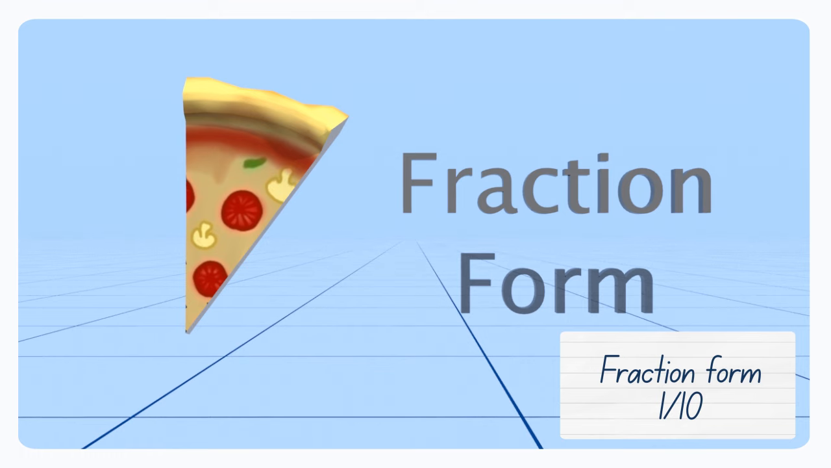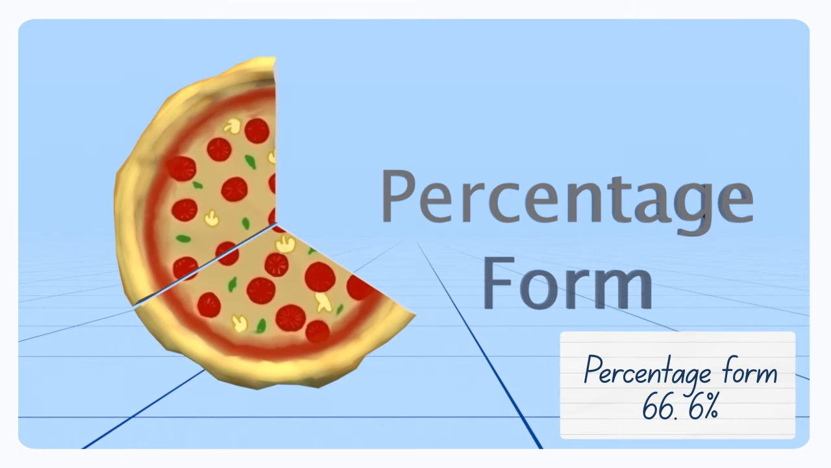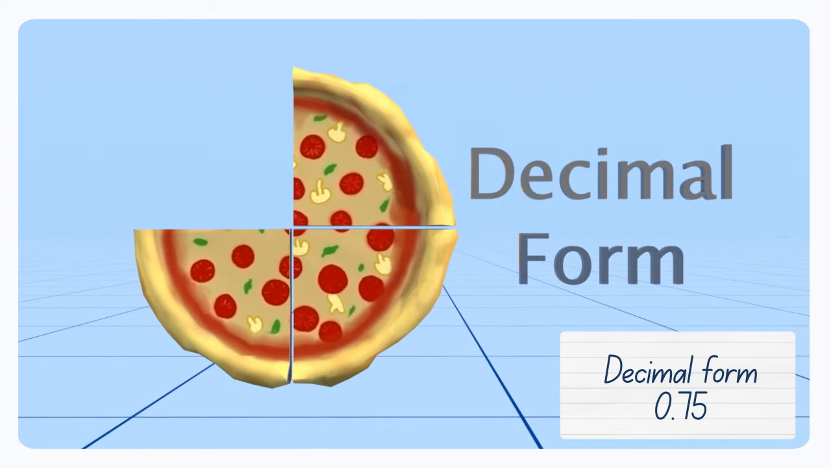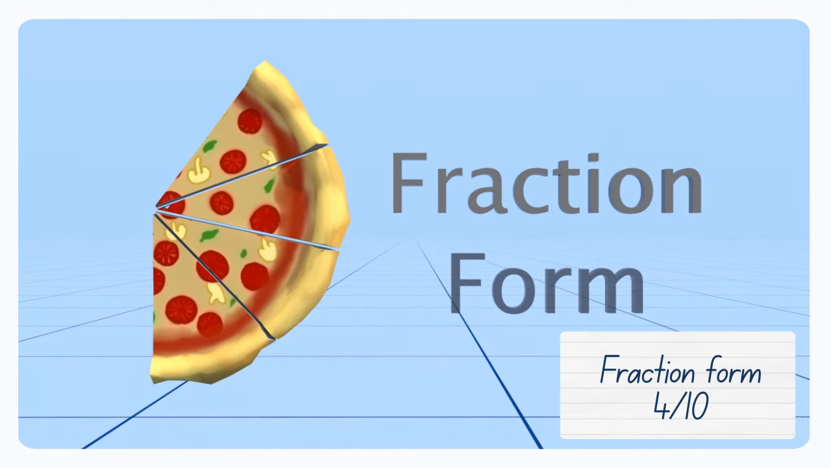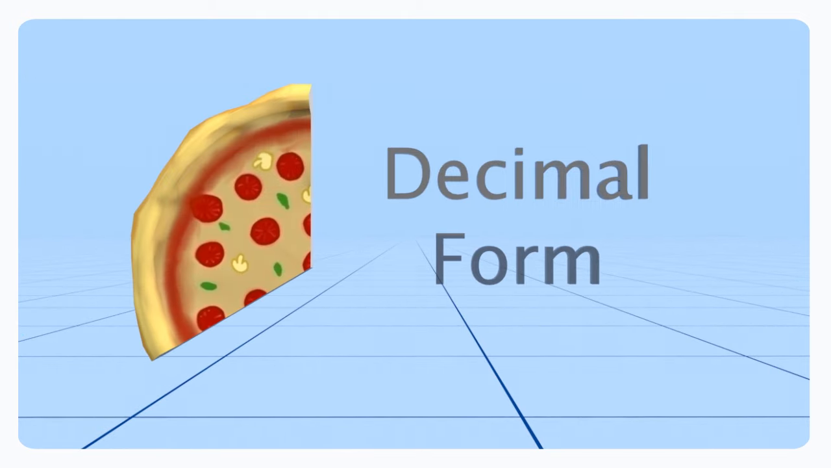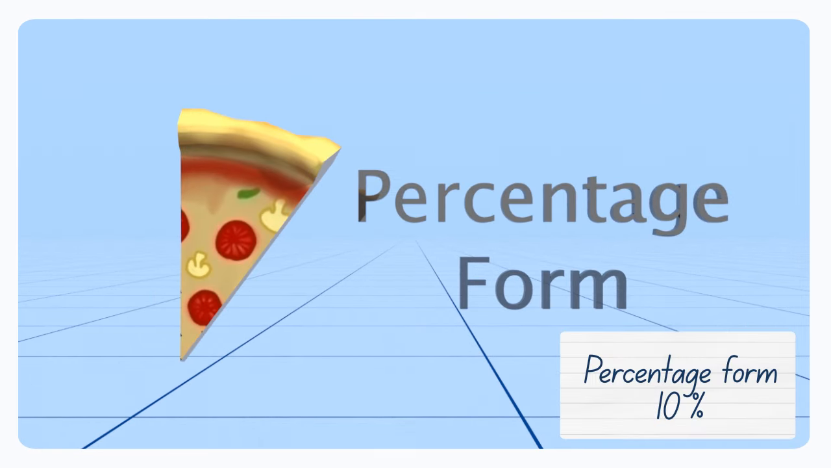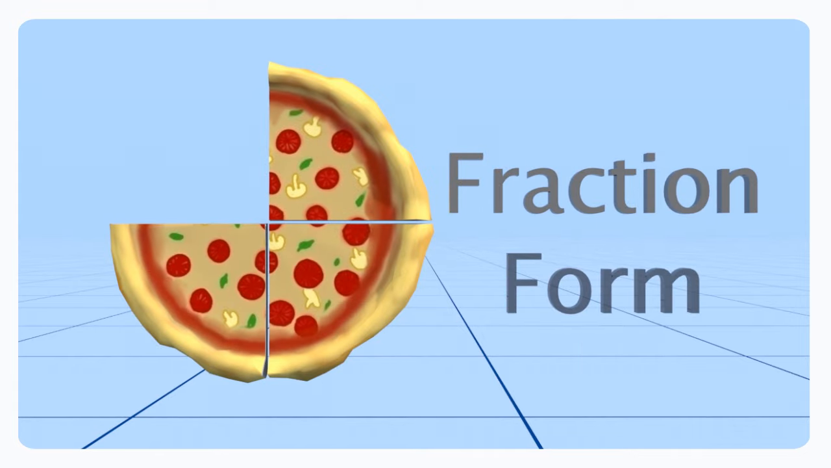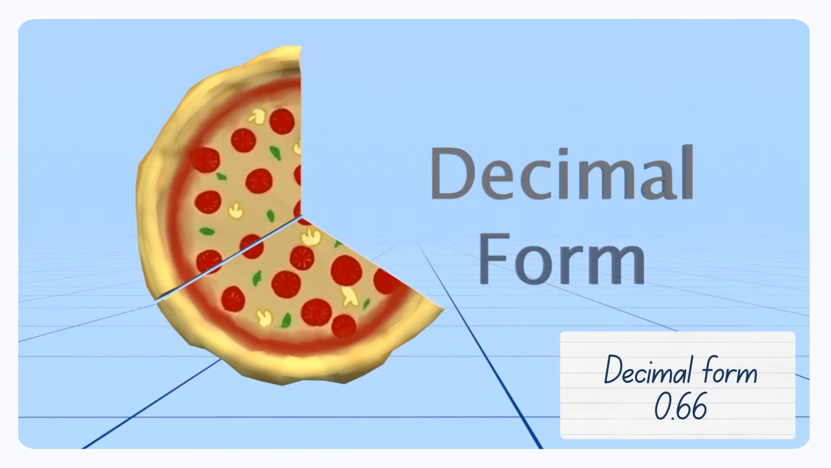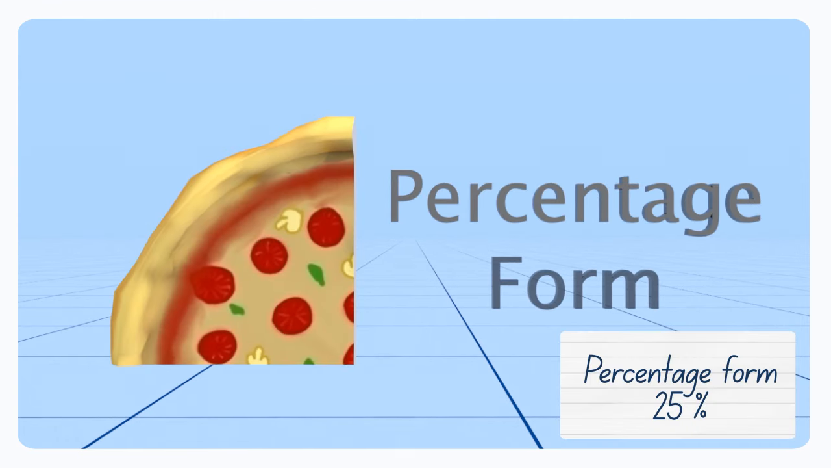0.1. Yes. 1 by 10. Perfect. 66.6%. That's right. 0.75. Yes. 4 by 10. Great. 0.33. Yes. 10%. Correct. 3 by 4. That's right. 0.66. Yes. 25%. Exactly.